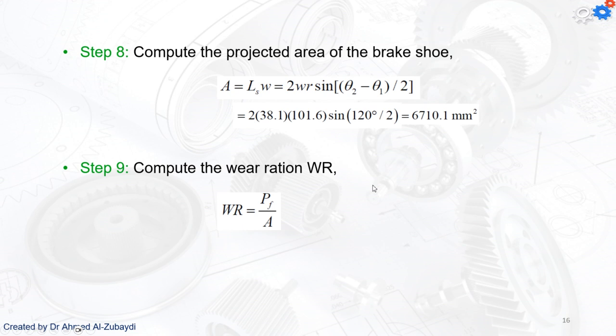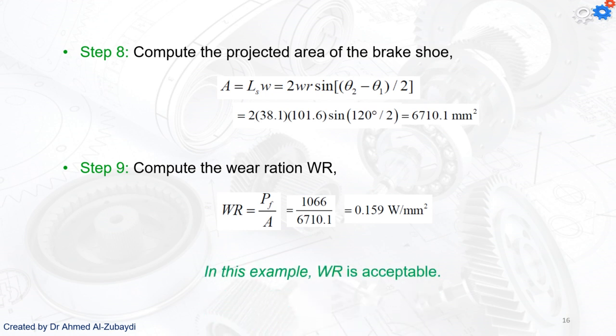Now, just divide the 1,066 by this area, and the ratio is going to be 0.159, or 0.16 watt per millimeter squared. This is an acceptable ratio, so our design can pass the test. Okay, the next video is going to be about the band brakes.